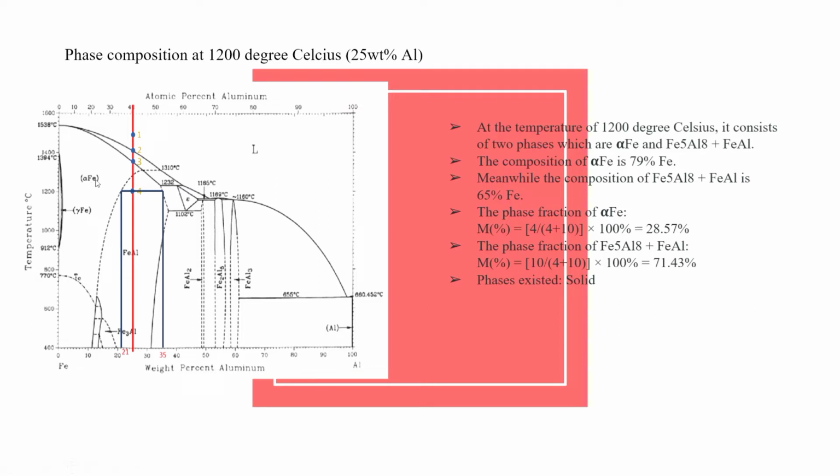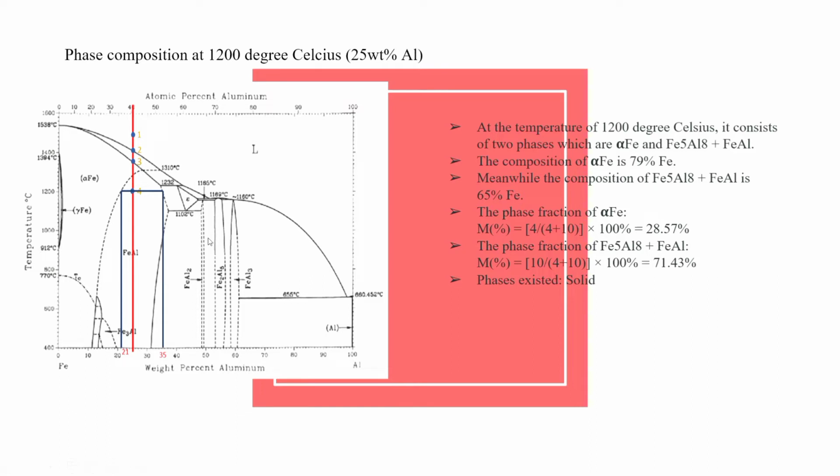To calculate the phase fraction of alpha, the left hand side, the difference is 4. So the phase fraction will be 4 over 4 plus 10 times 100, so we will get 28.57%. For the phase fraction of Fe5Al8 plus FeAl, which is at the right side, the difference is 10. So 10 over 4 plus 10 times 100% gives 71.43%. At this point, the phase exists as solid phase.